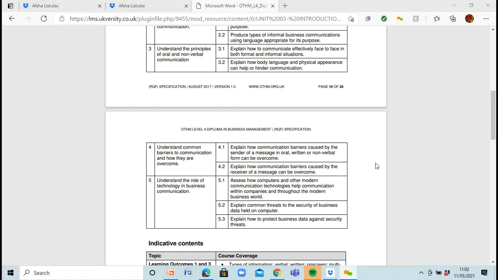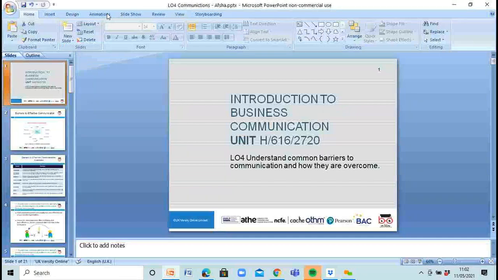4.1 is explain how communication barriers caused by the sender of a message in oral, written, and non-verbal form can be overcome. And then 4.2 is explain how communication barriers caused by the receiver of a message can be overcome. So let's get into the slides.